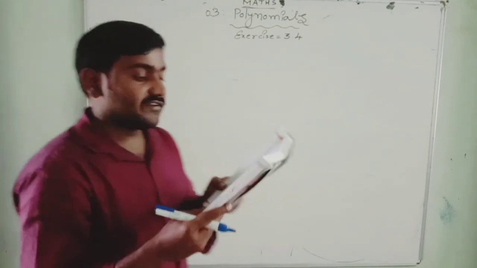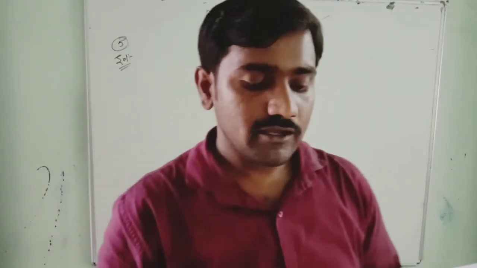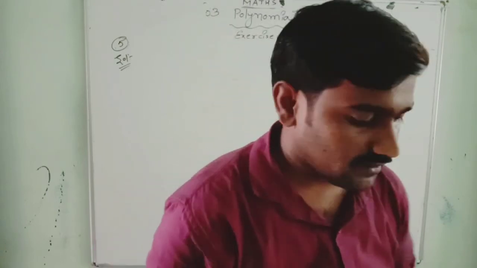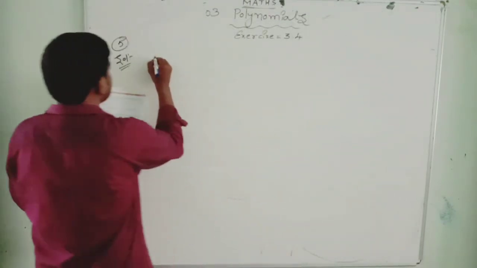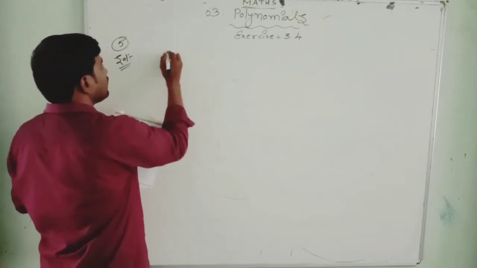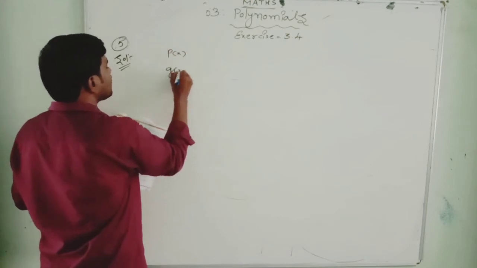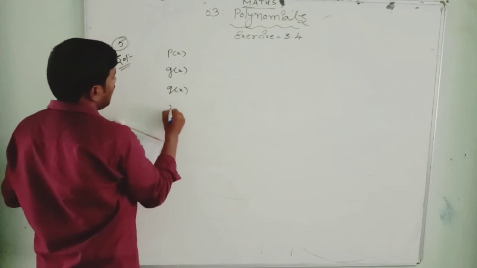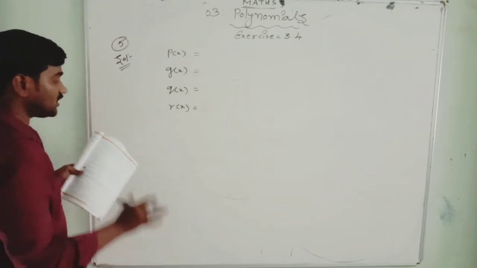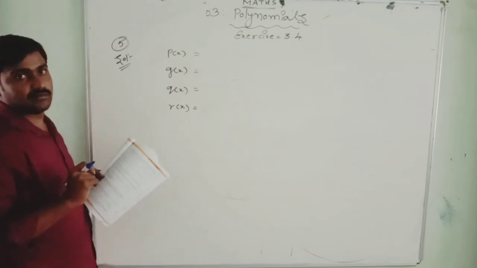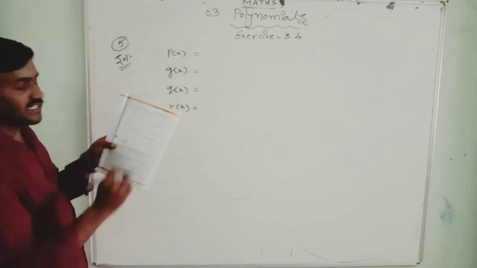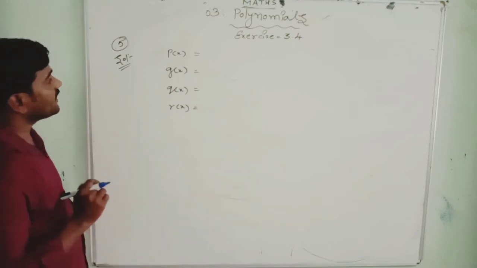See that. Give examples of polynomials p of x, g of x, q of x, r of x which satisfy the division algorithm. The first condition is given. So we have to give some examples of p of x, g of x, q of x and r of x. We have to write some polynomials here. They should satisfy the division algorithm and also satisfy the given conditions here. Three conditions are given. Let me write it.